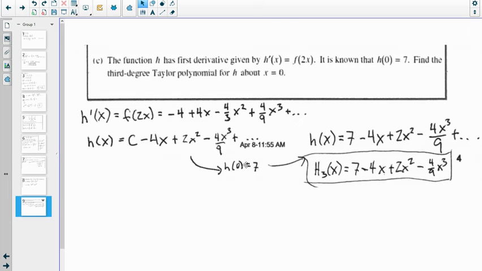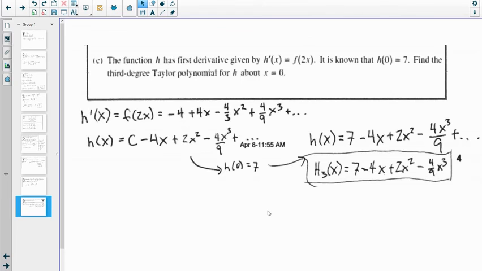I use the fact that h of 0 is equal to 7 to say that something minus 0 plus 0 minus 0 plus a whole bunch of 0 has to be 7, which means my constant of integration is 7. And there we go. The only picky little detail, I don't think this would be a big deal on the actual AP test, is that they asked for a third degree Taylor polynomial for h. And so I just used a notation. I said that this was the third degree polynomial. I stopped it at the third term. I think you probably get away with this as your answer for this problem. Okay, so there we go.